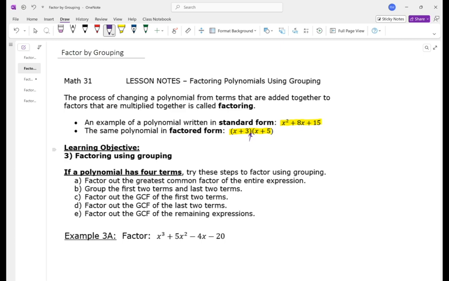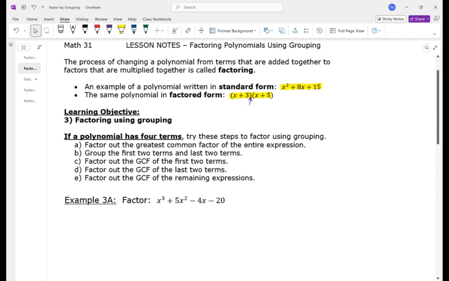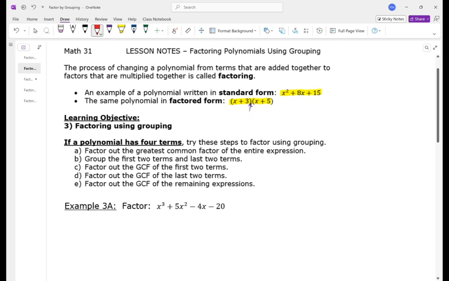So I've got these steps listed out on how to factor by grouping. I'm going to go through them and try to color code them as we go. The first step, every single time, is always going to be factor out the greatest common factor of the entire expression. No matter what type of factoring we are using, we always want to factor out the greatest common factor. In this polynomial, there is nothing in common with every single term, so step A is not applicable.